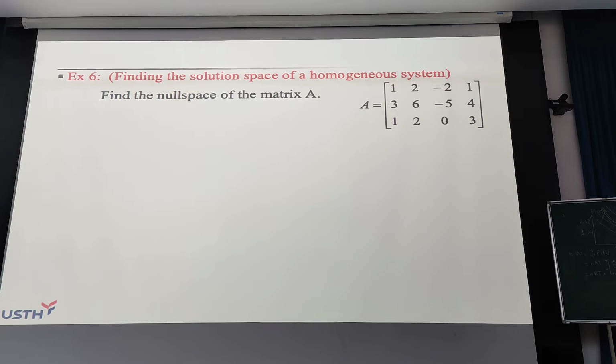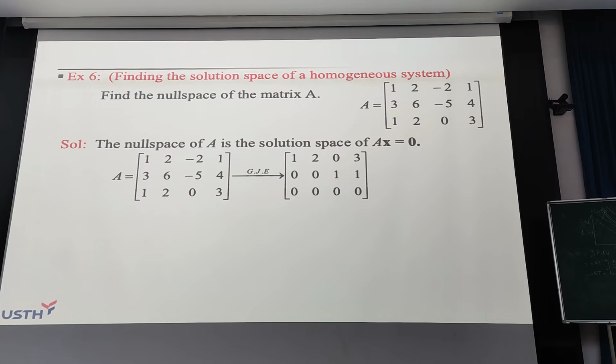So, now here is the example. You need to find the null space for the matrix A like that. Then, the null space of A is exactly the solution space of the system Ax equals 0. Now, to find the solution space, we need to solve the system of linear equations. With Gauss-Jordan elimination, we reduce A into Z1.